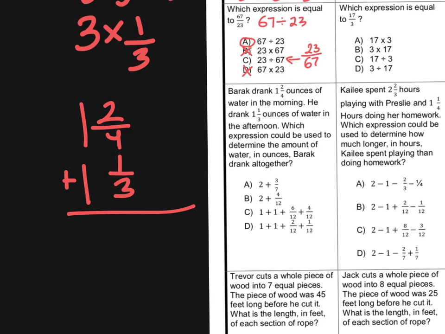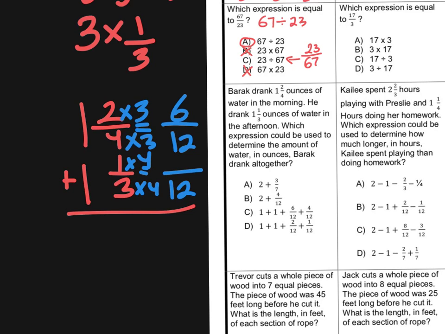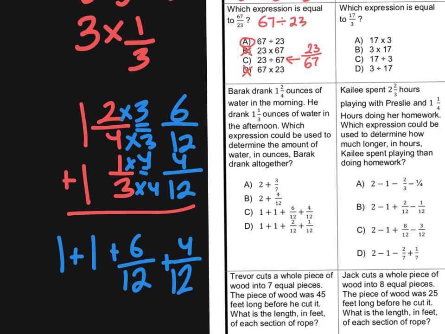Another way of doing that is, of course, finding a common denominator, which is going to be 12 and 12. This is times 3 times 3, and this will be 6 12s. This is times 4 and times 4. That would be 4 12s. So the one that you want would be the one that is 1 whole plus another 1 whole plus 6 12s plus 4 12s. You're pretty much adding up all the whole numbers and then adding all the fractions.